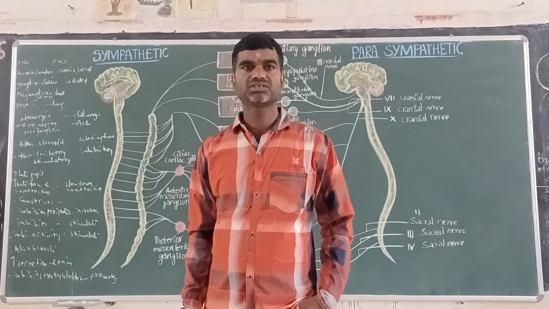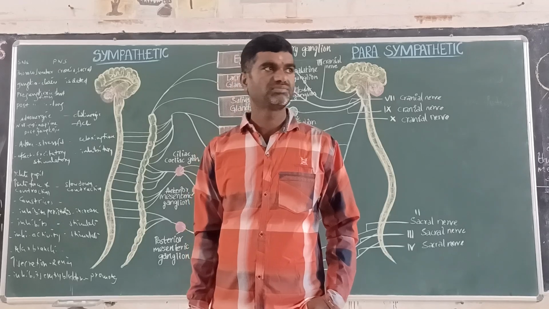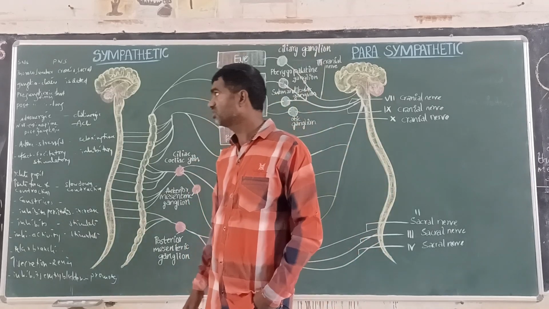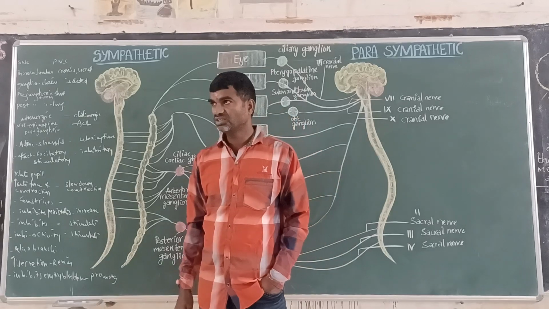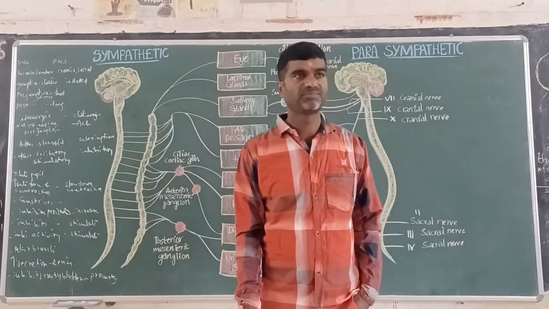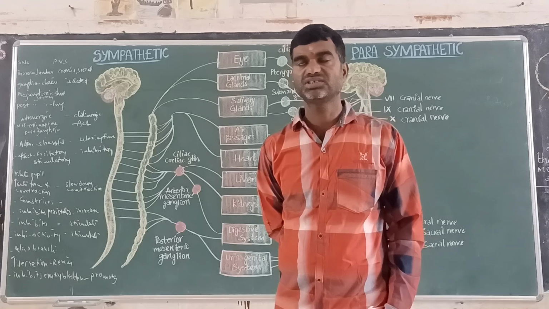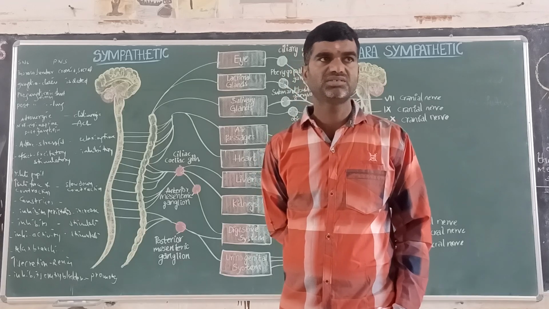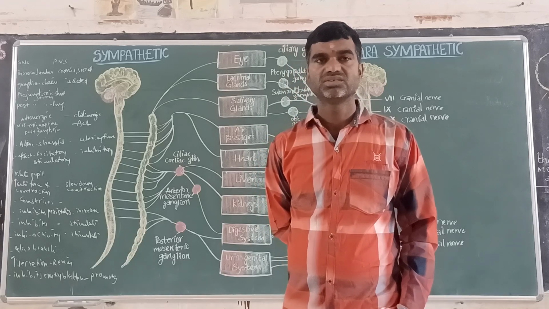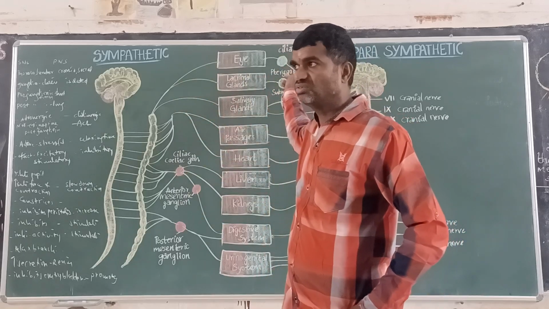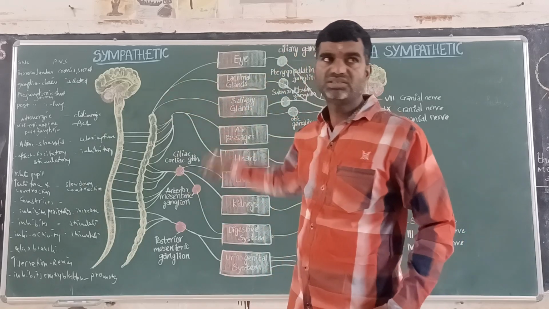Today we are going to discuss the topic of ANS. ANS means Autonomic Nervous System. The first is the CNS, the Central Nervous System, and the PNS means Peripheral Nervous System, and the third one is the ANS, the Autonomic Nervous System. The Autonomic Nervous System means sympathetic neurons and parasympathetic neurons, both together called the ANS.